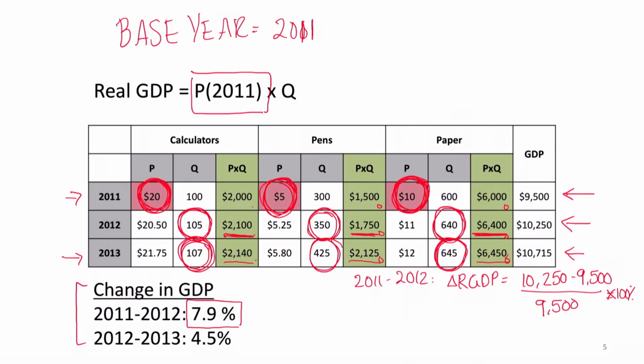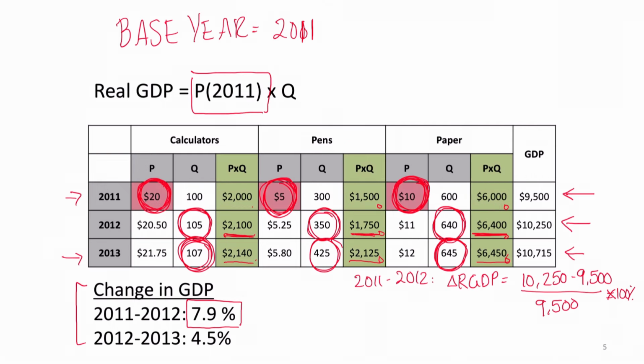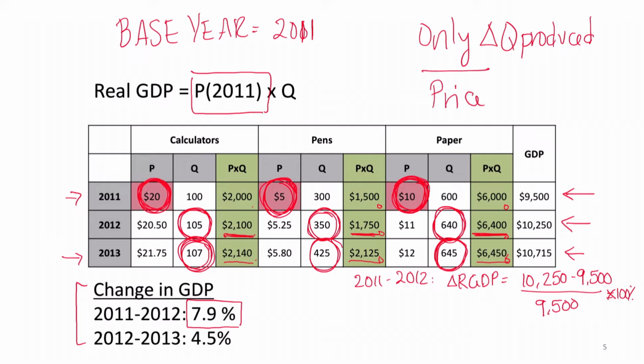Now notice 7.9 is much lower than 16.1 because in real GDP, remember, when we see the change in real GDP, we're looking at only a change in quantity produced. We have kept the prices constant and equal to the prices that we see in 2011. So prices don't change, but quantities change. So growth in real GDP shows a real change in production in our economy.